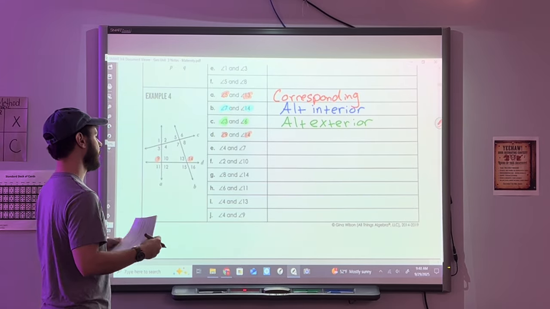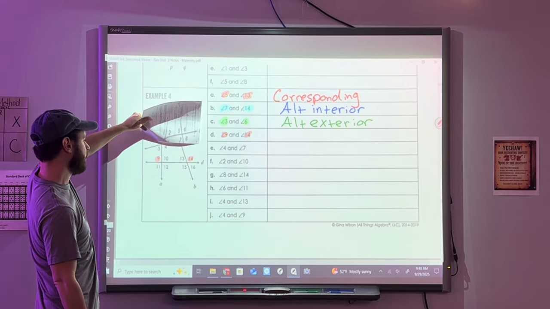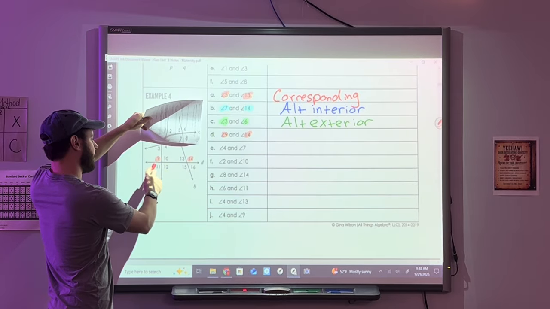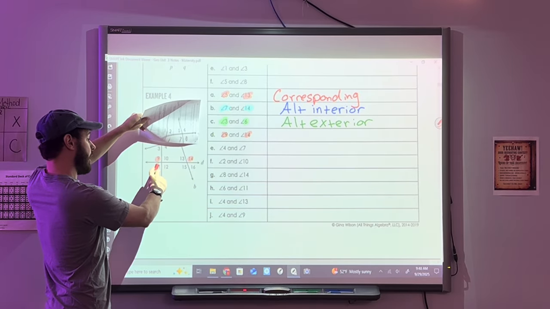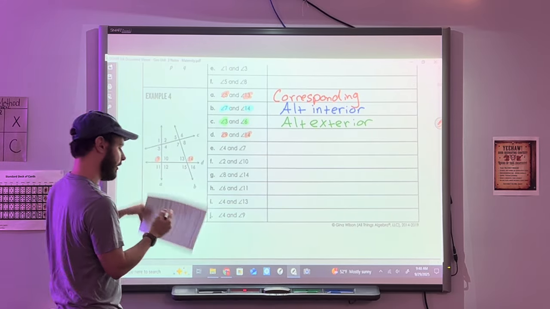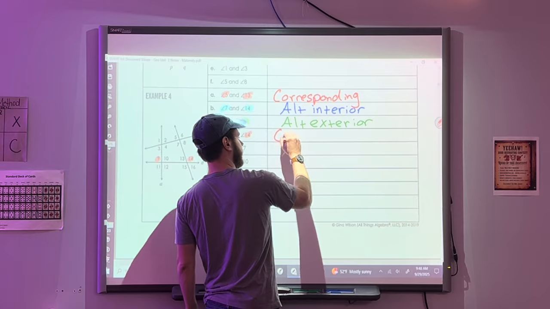Okay, so the transversal is D, we're on the bottom. It looks like they're both on the outside of this hamburger, not on the inside, on the outside. And they're on the same side, on the top of it. So same side, outside, we call that consecutive exterior.